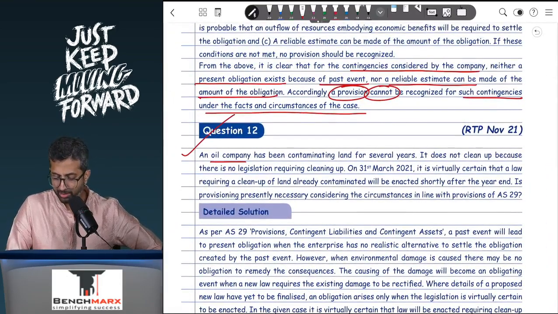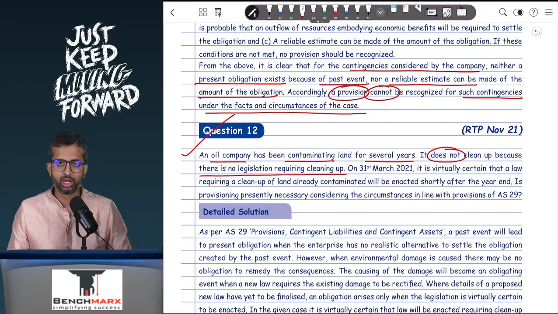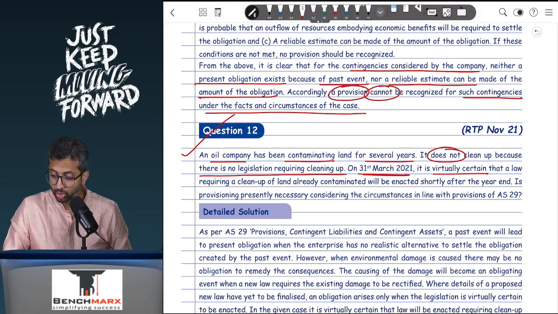An oil company has been contaminating land for several years. It has been doing this in the past. So there is a past event. It does not clean up because there is no legislation requiring cleanup. So that's fine. No one can make you clean up. On 31st March 21, it is virtually certain that a law requiring cleanup of land already contaminated will be enacted shortly at the year end.